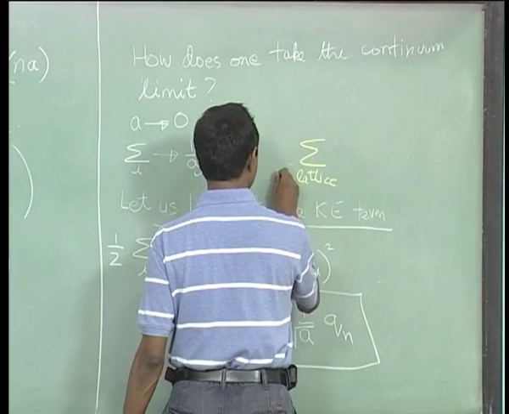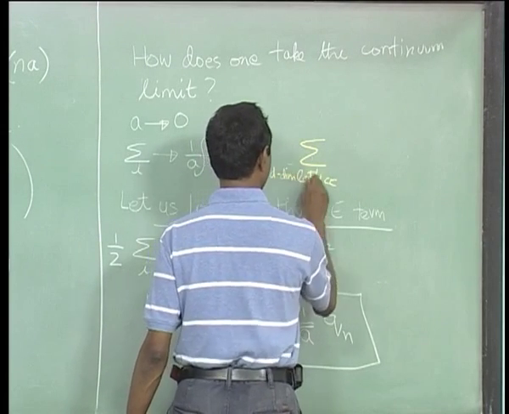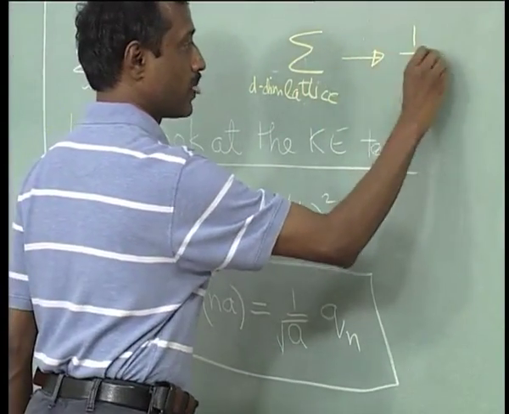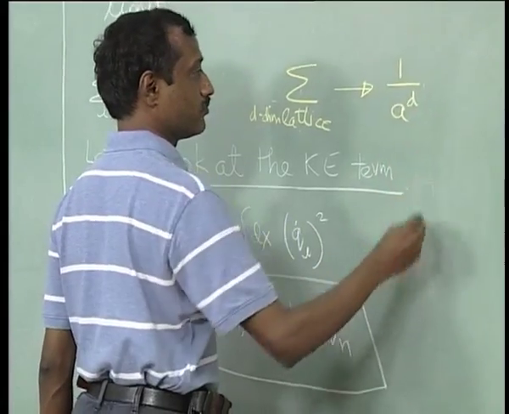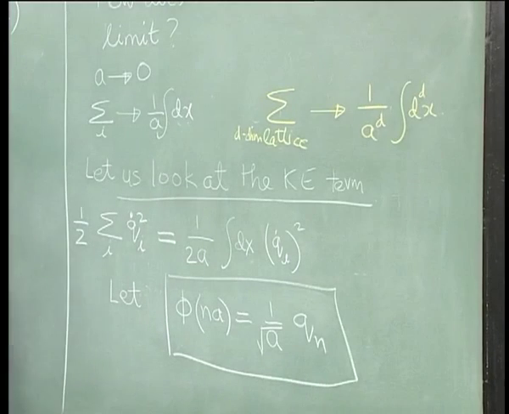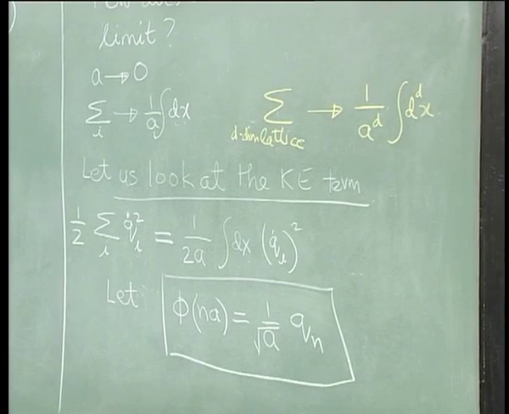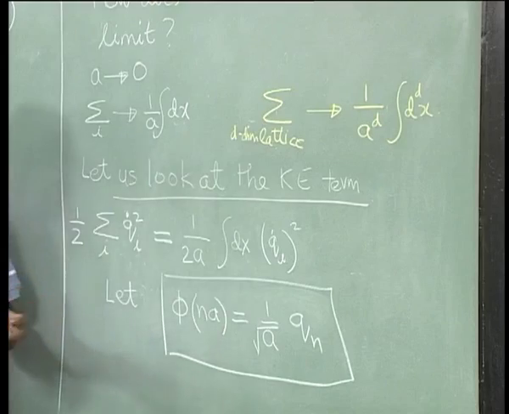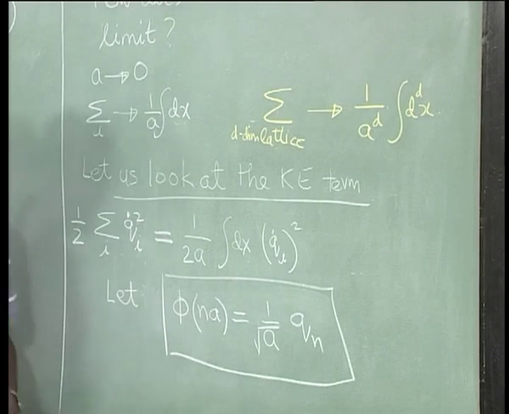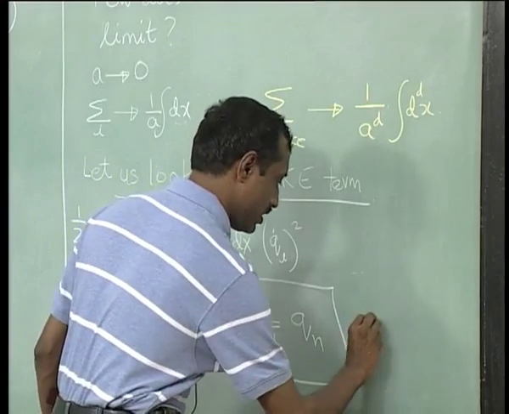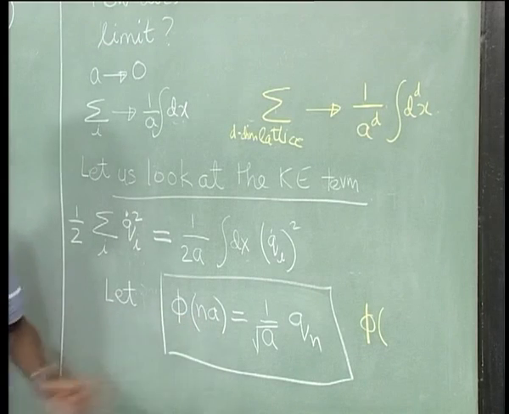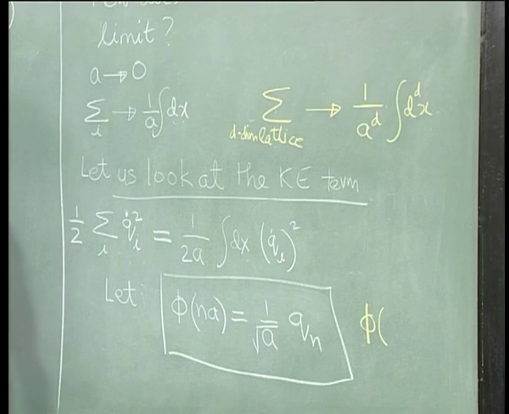So, the d-dimensional cubic lattice should go to 1 over a power d. Okay. So, this is what you get for the summation. Now, you can see that the analogous statement, which I will again write now, would be that phi of, now I will just use x, because I would require many indices n1, n2, n3 etc.